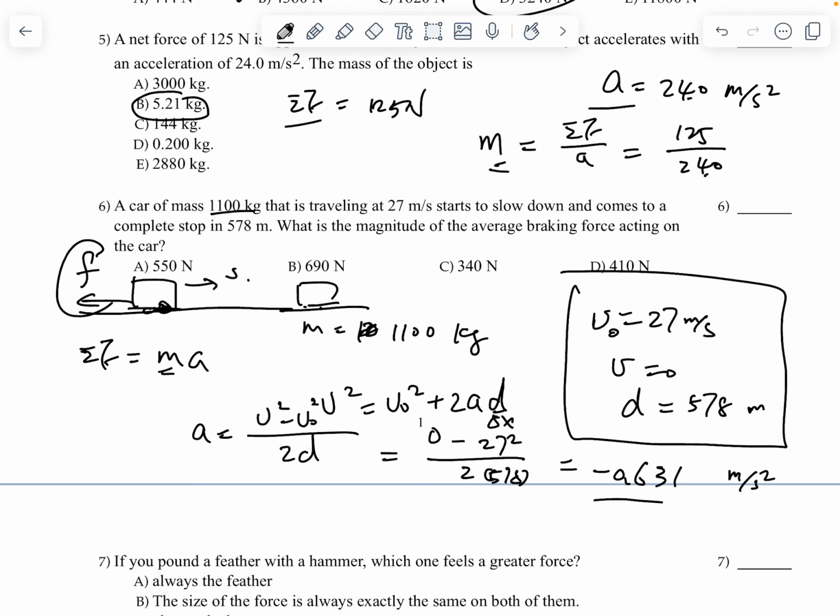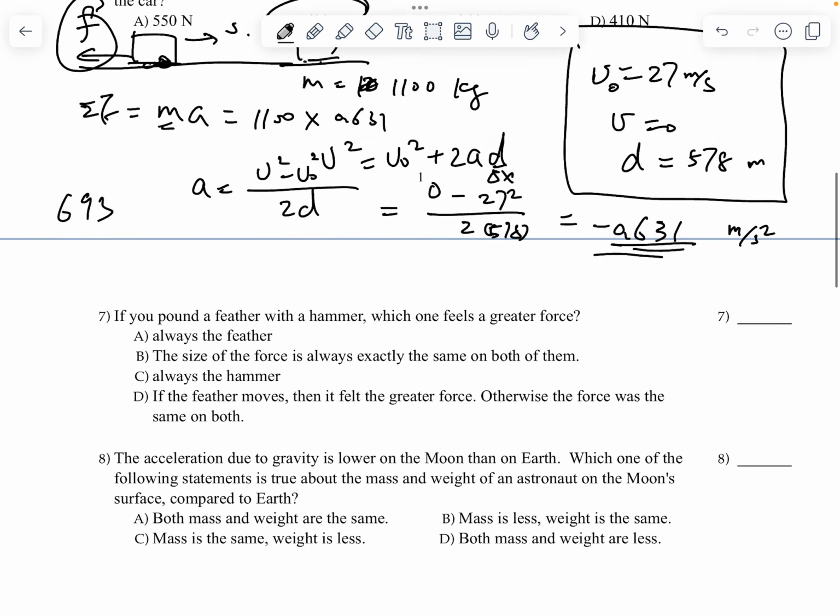But it asks you about the magnitude of the force. So plug in here: 1100 times the magnitude, 0.631, which gives 693. So the answer is 693. Just find the closest one.